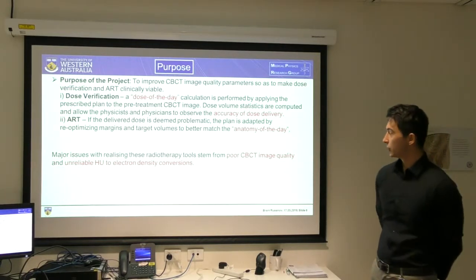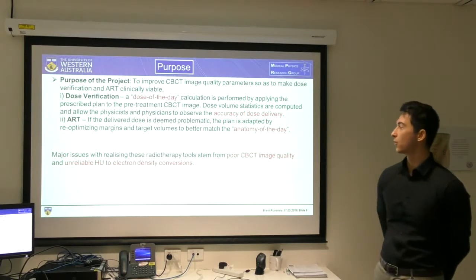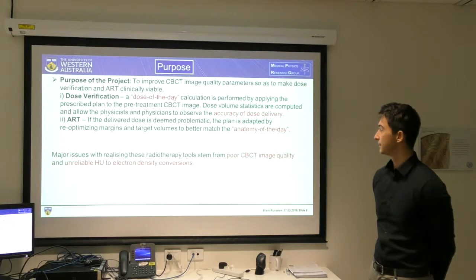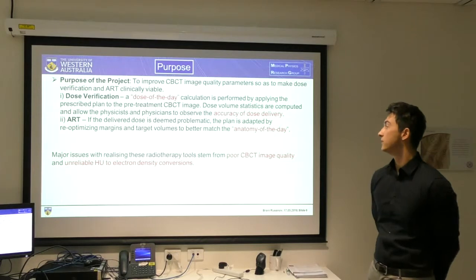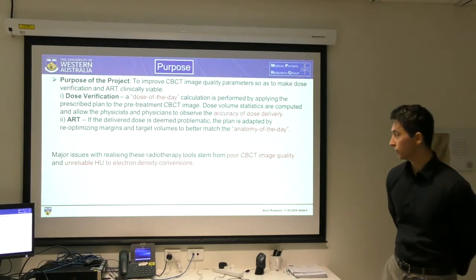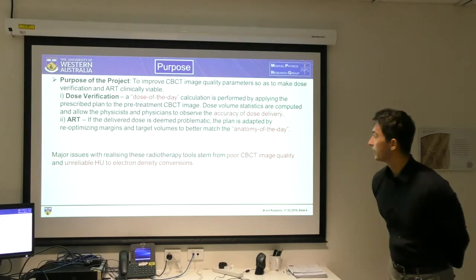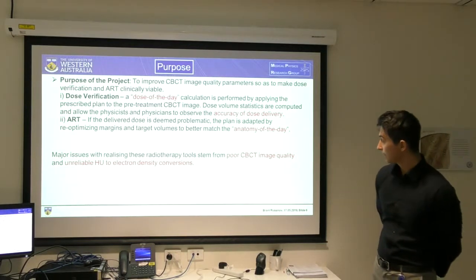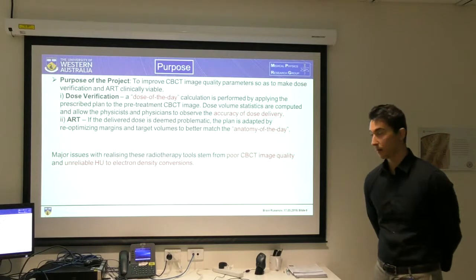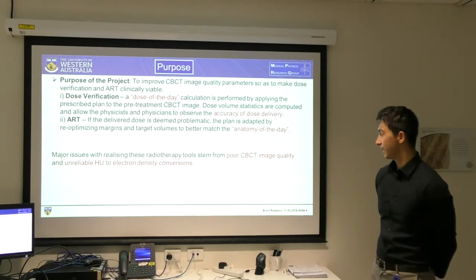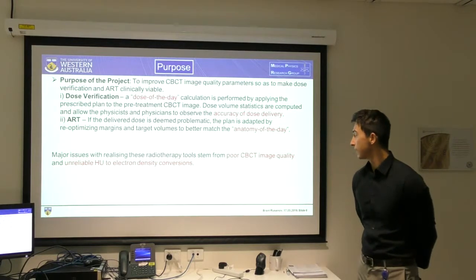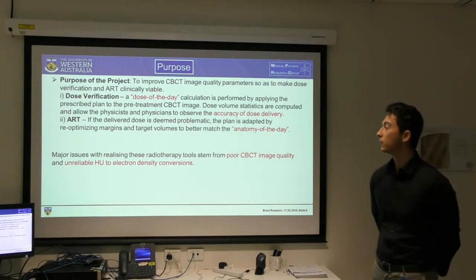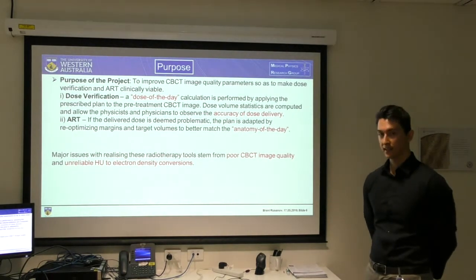So what I mean by dose verification is a calculation of the dose of the day. And this is performed by applying the prescribed plan to the pre-treatment CBCT image. Then dose volume statistics are computed and allow the physicists and physicians to observe the accuracy of dose delivery. And again, what I mean by adaptive radiotherapy is, if the delivered dose is deemed problematic, the plan is adapted by re-optimizing the margins and target volumes to better match the anatomy of the day. However, major issues with realizing these radiotherapy tools stem from the poor CBCT image quality and unreliable HU to electron density conversions.